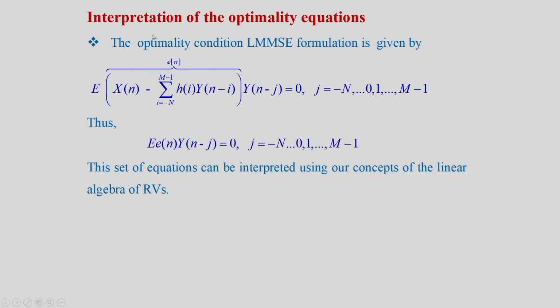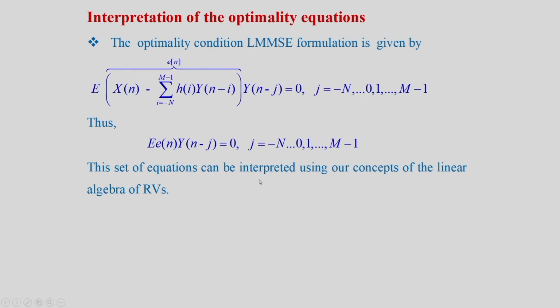Let us interpret the optimality conditions for Wiener filter. The optimality condition for LMMSE formulation is given by the expected value of the error into y[n-j] being equal to 0, for j equal to -N up to M-1. Thus, we can write, this is the error part, E of e[n] into y[n-j] is equal to 0 for j going from -N to M-1.